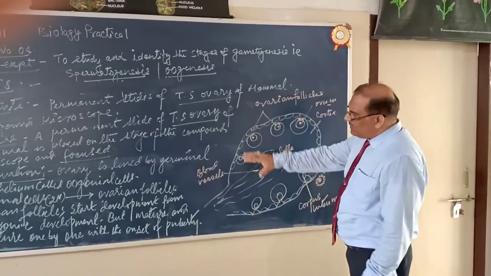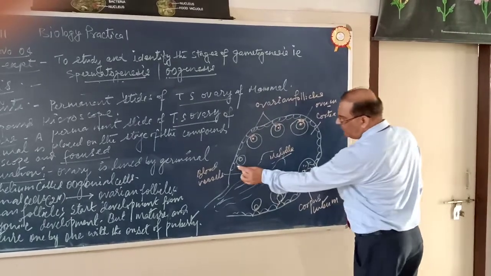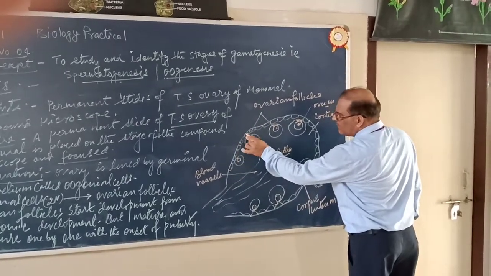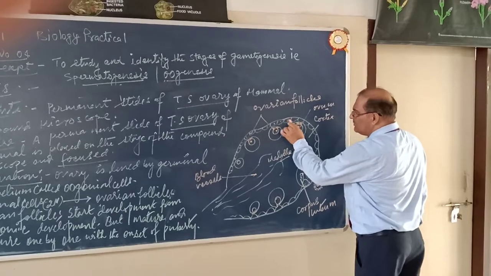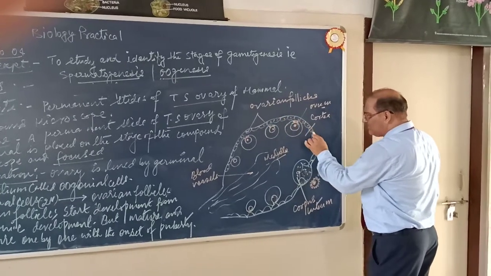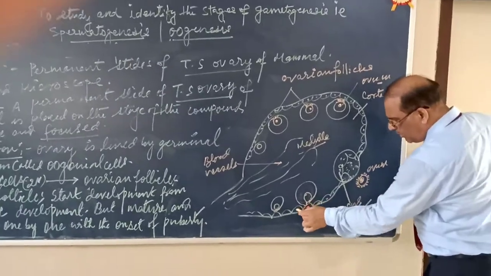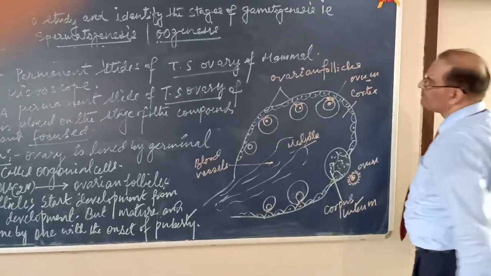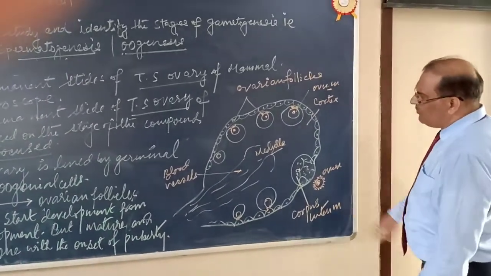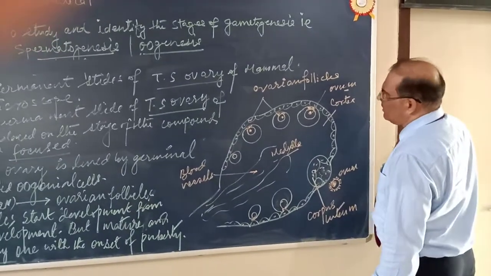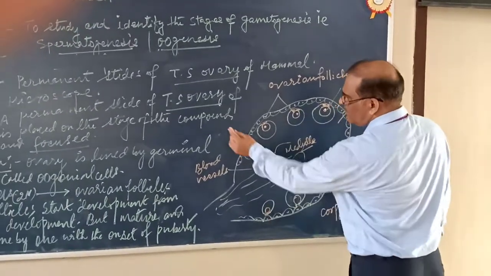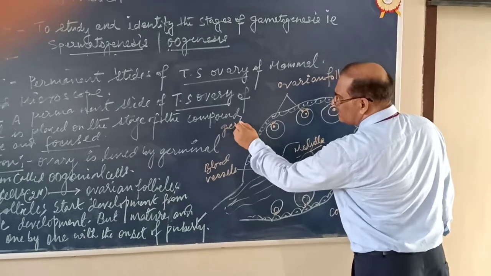Now in this ovary, you can see the ovary is lined by a single layer of epithelial cells, or epithelium. This is called the germinal epithelium or oogonial cells. So this we can mark over here, germinal epithelium.